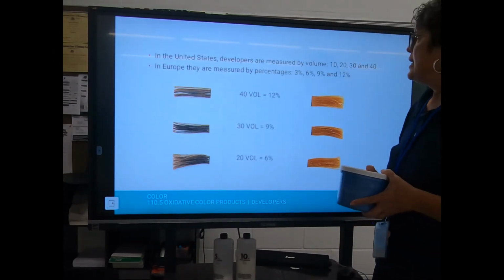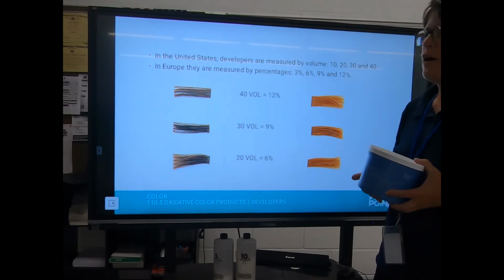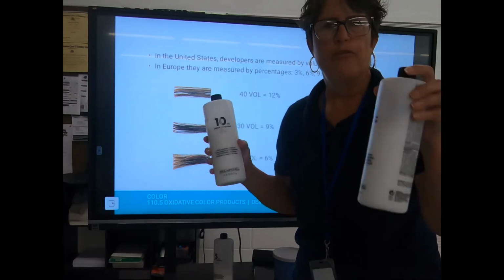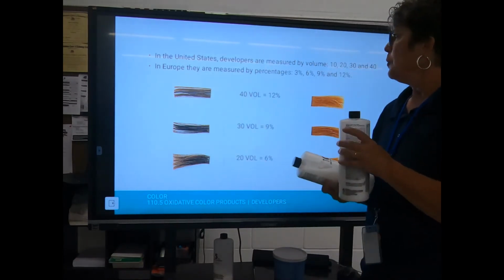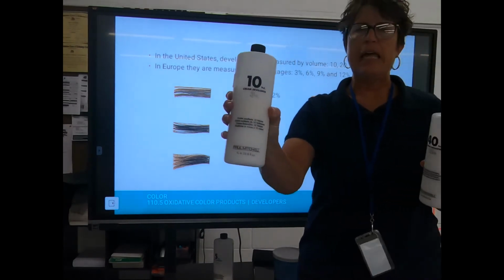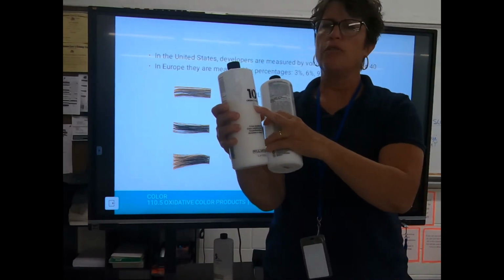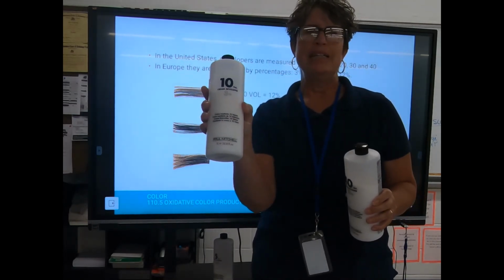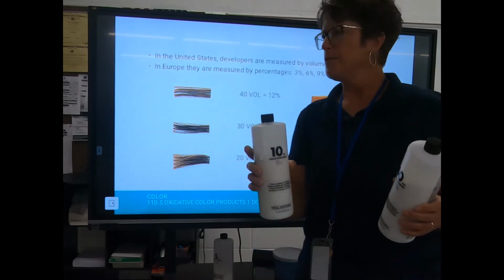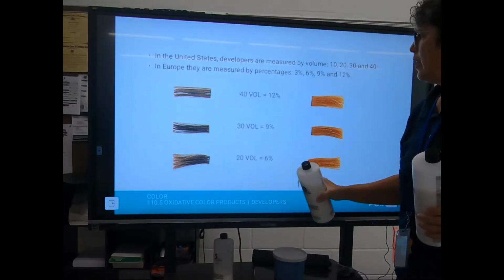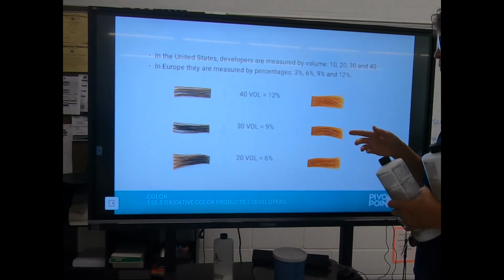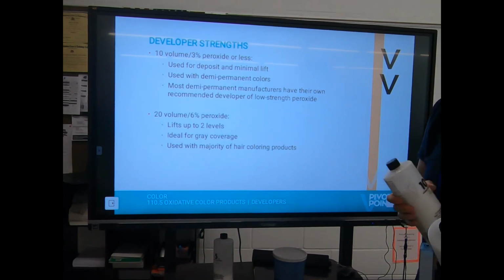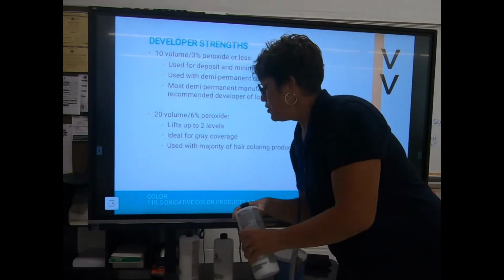Okay, in the United States, we measure developer by volume. So when we talk about it, we say 10 volume developer or 40 volume developer. In Europe, they talk about percentages. So they would say, this is 3%. It's right below the volume. This one is 12%. So they come in 3, 6, 9, and 12%. All right, so they're showing you there the equivalent in Europe. Okay, 10 volume. Let's talk about when you would use these.